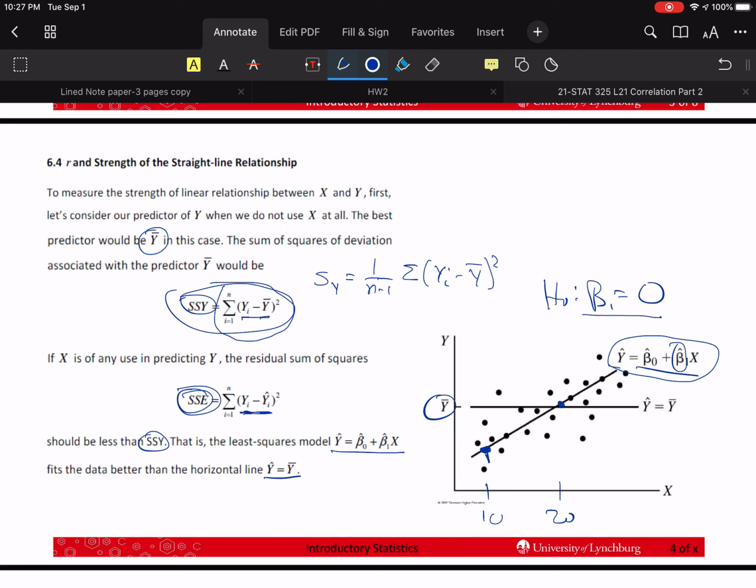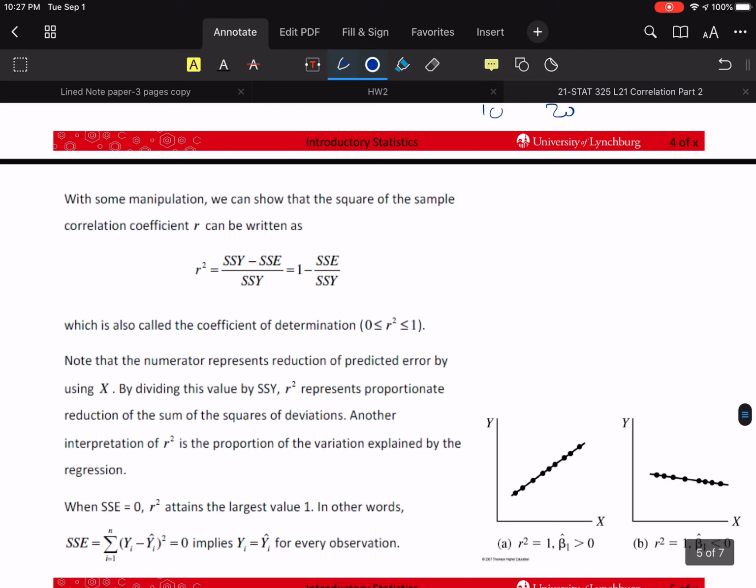So if the line is significant, we're going to use it as our predictor of y. If x helps at all, then we would use the linear regression line there. Okay. So we can manipulate the R, and we can show that it can be written as the sum of squares y minus the sum of squares of error or residual, divided by the sum of squares y, which can then be written, splitting up the fractions with the common denominator, as 1 minus SSE over SSY.